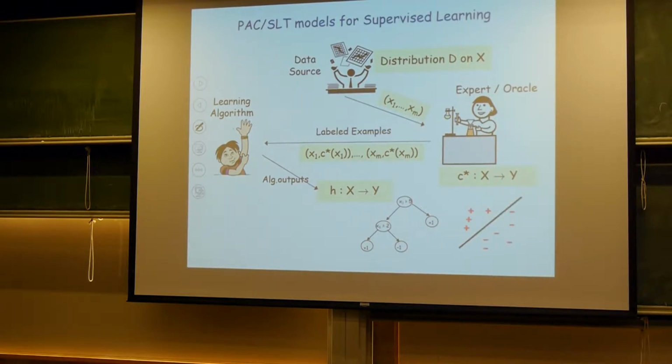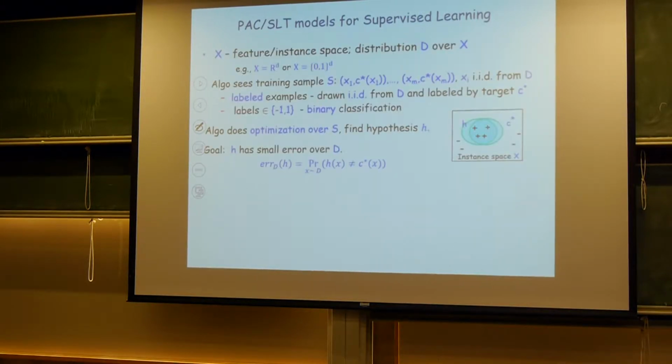Okay, right, and what my algorithm might output could be a linear separator, in the case of logistic regression, or a decision tree if it's the ID3 algorithm, and so on. Right, so that's pictorially the model. So let me write it also a little bit more formally.